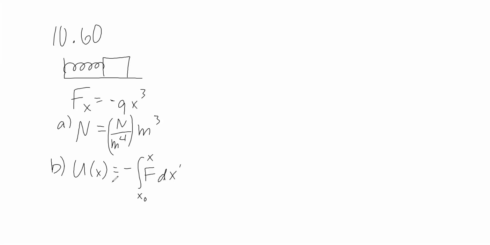Even if you don't completely understand the minus signs and the reference point of the potential energy, you can quickly get that this is just 1/4 qx to the fourth. So this is our potential energy for this specific spring. If springs are really stiff, then this is actually a better model than 1/2 kx squared.